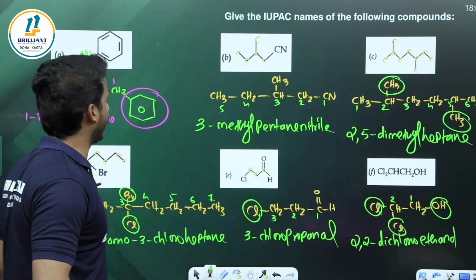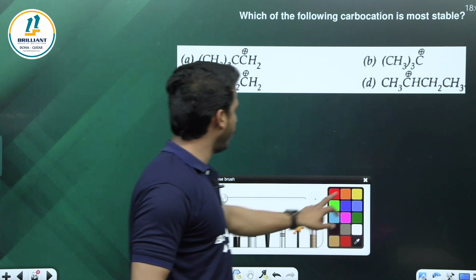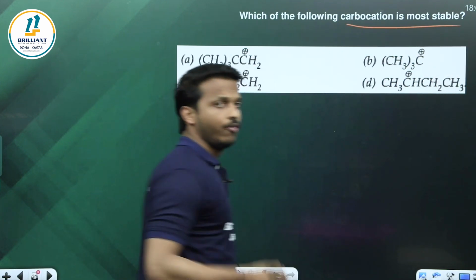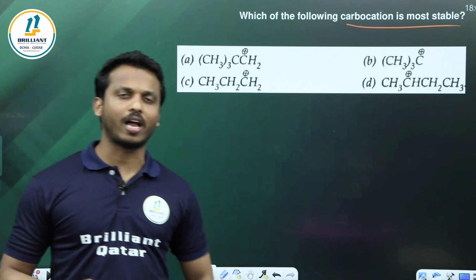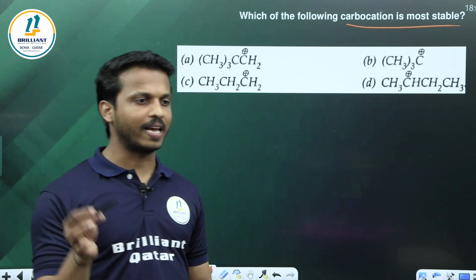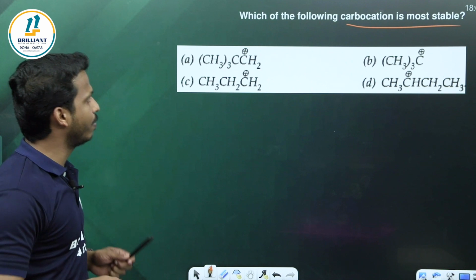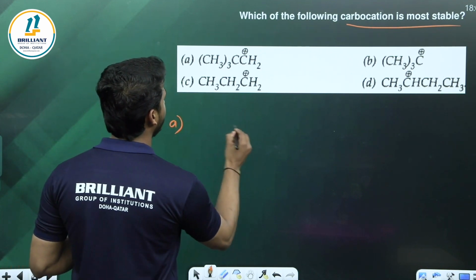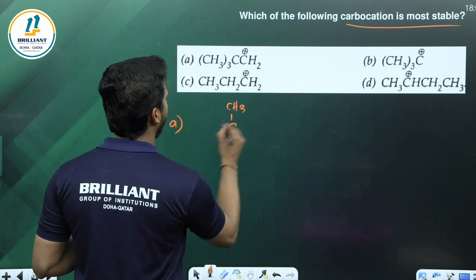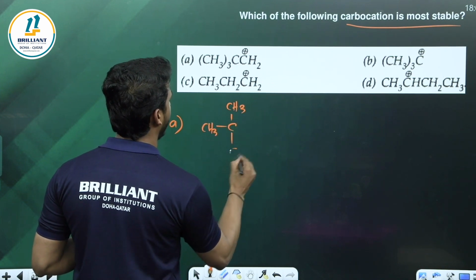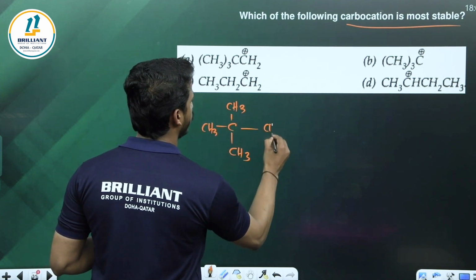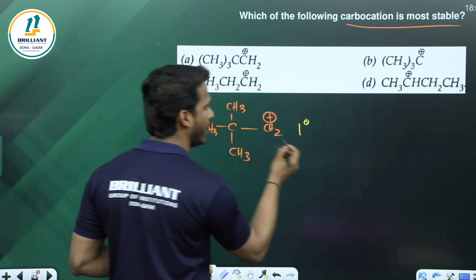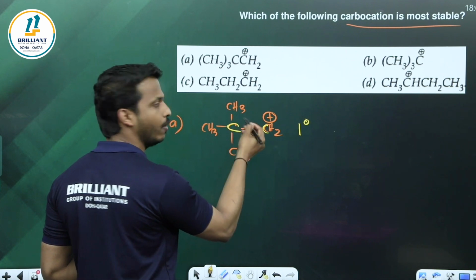That was the nomenclature. Then, one MCQ: which of the following carbocations is more stable? We already said the stability of carbocation is tertiary greater than secondary greater than primary greater than methyl. Dear all, option A, let me just expand it. Option A is (CH3)3C-CH2+. What type of carbocation is this? This is just a primary because the carbocation is connected to only one carbon.